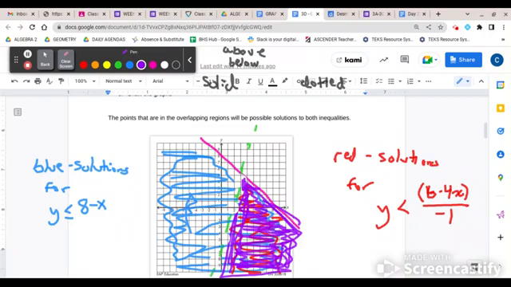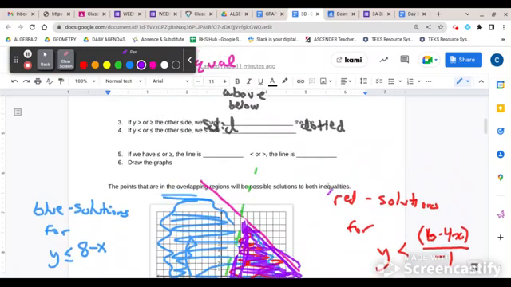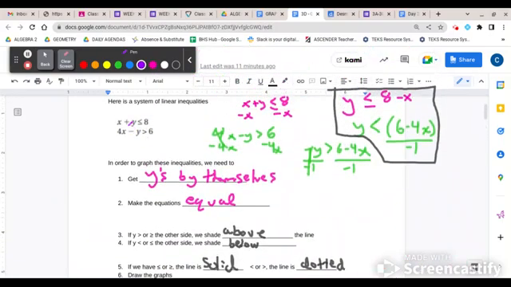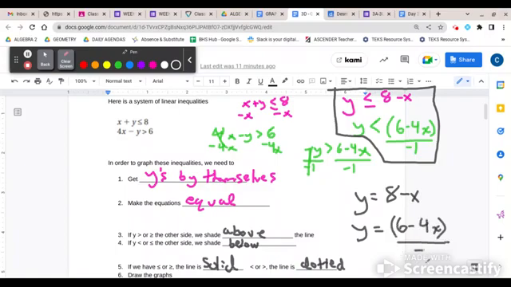So to recap what we're going to be doing, we have a system of inequalities. First, get the y by themselves, get the equations equal, and then graph them. So what we did is we graphed y equal to 8 minus x, and y equal to 6 minus 4x all over negative 1. So we graph these.